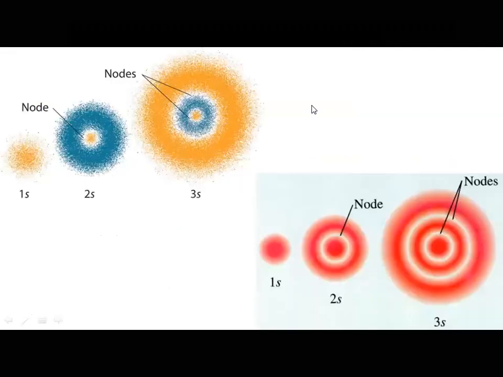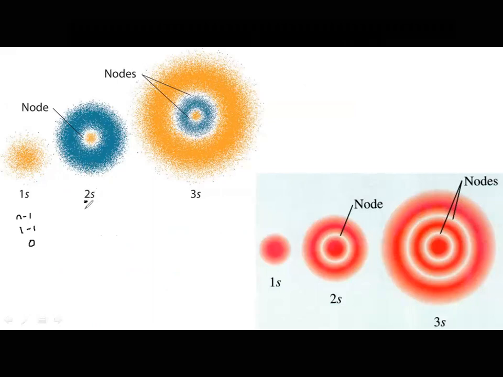Here is the picture. Can you see here? I've taken the first, the 1s orbital. Here there is no node. Yes, n minus 1, so 1 minus 1 is 0. There is no node. 2s orbital.